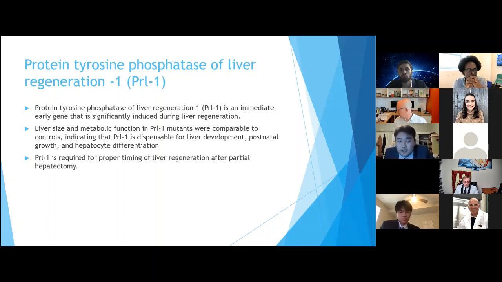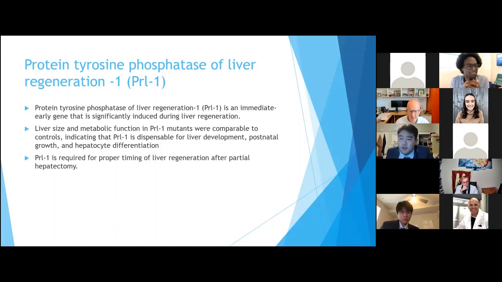PRL1 is a good indicator of this. It might help you understand that there is a stopping point, and it helps with the proper timing and also the proper termination point of the proliferation process. So it's good to know those two in order to understand when it will stop.